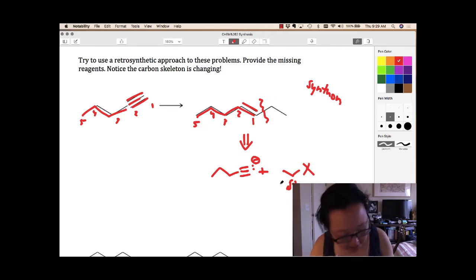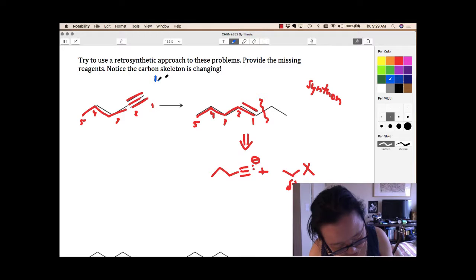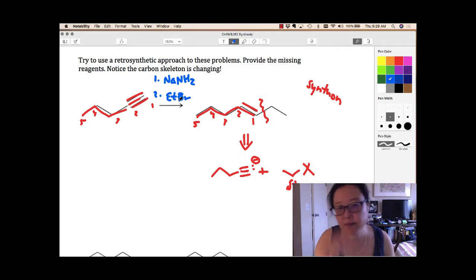So to do that, I need to make this negative by using a strong base, NaNH2, and then I will have my ethyl halide, let's call it a bromide, and that's how we figure it out. So retrosynthesis means just thinking backwards. What are the pieces that are missing that you had to add on to this? It must have been something like this, and then try to determine what the glue is. What's going to make which part is negative and which part is positive, and that should help you think about what the reagents need to be.